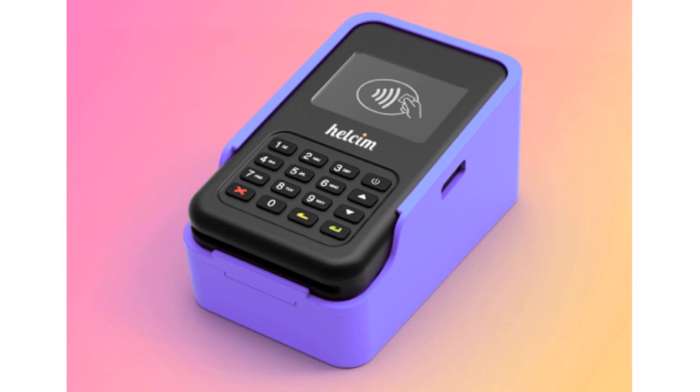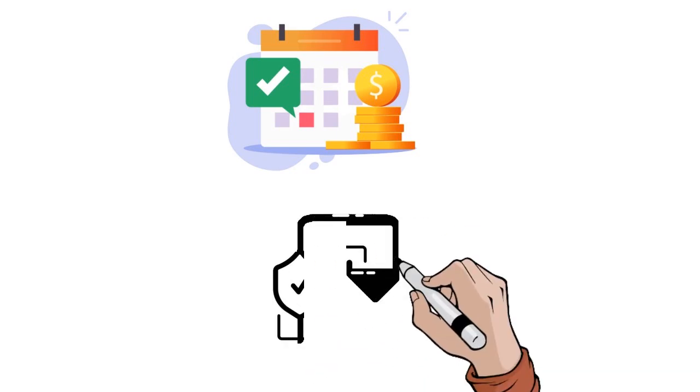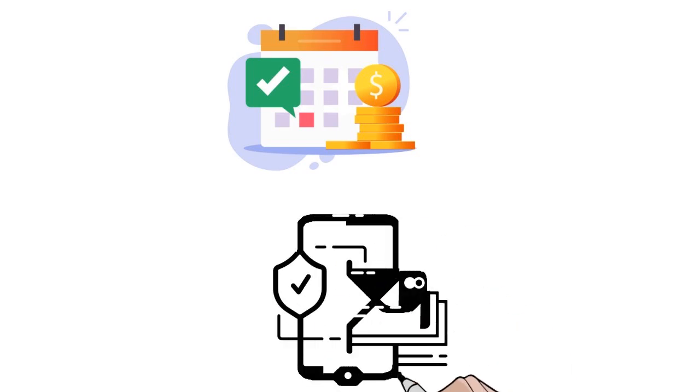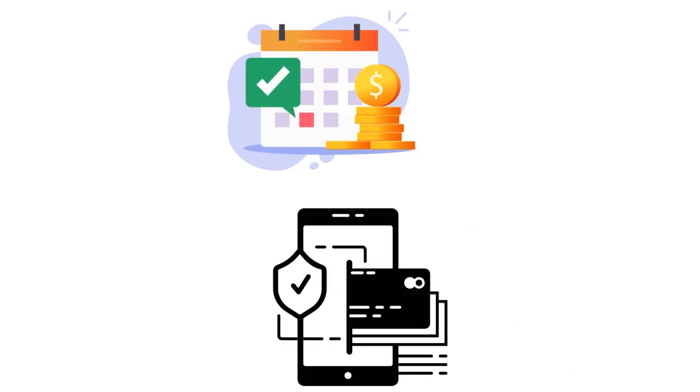Okay. So Helcim and Stripe are both powerful merchant service providers that actually offer zero monthly fees and accept a wide number of payment types. I'm talking about credit cards, debit cards, wire transfers, digital wallets, okay, Samsung Pay, Google Pay, and Apple Pay.